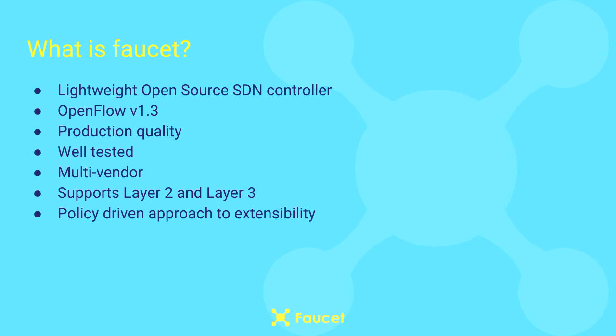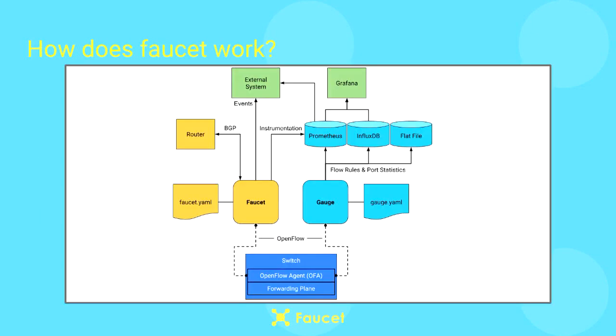So we do all the normal layer 2 and layer 3 things, and we're only 10,000 lines of Python at the moment. You can either modify that to add new features, or we also have a policy-driven approach to changing the behavior of Faucet if you don't want to write code. So here's kind of how Faucet works.